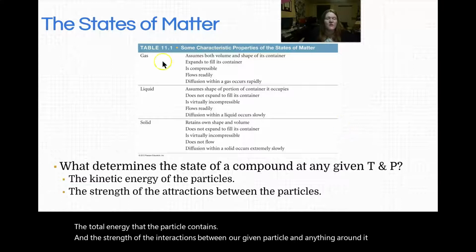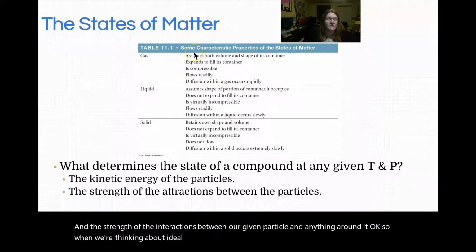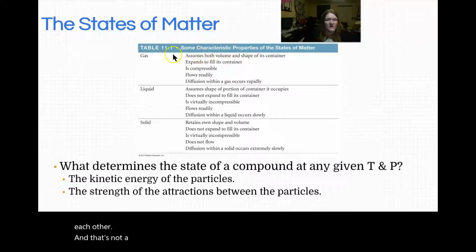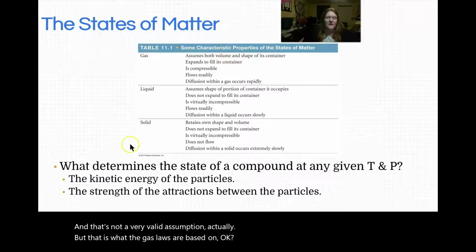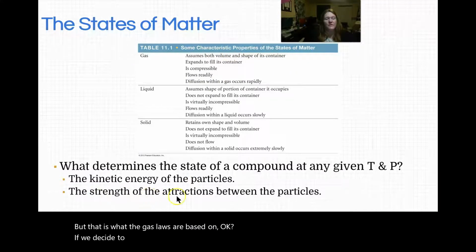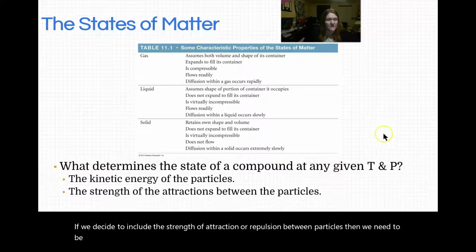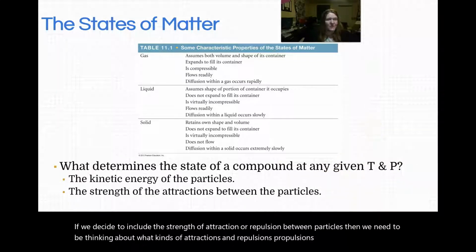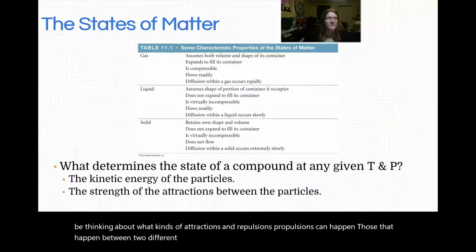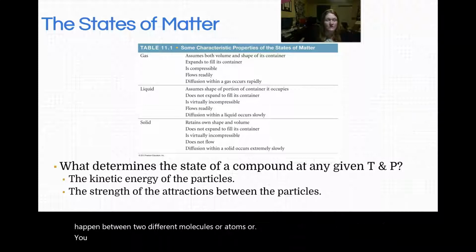Okay? So when we're thinking about ideal gases, one of our assumptions was that they don't interact with each other. And that's not a very valid assumption, actually. But that is what the gas laws are based on. Okay? If we decide to include the strength of attraction or repulsion between particles, then we need to be thinking about what kinds of attractions and repulsions can happen. Those that happen between two different molecules or atoms, or two different particles, are going to be called intermolecular forces.